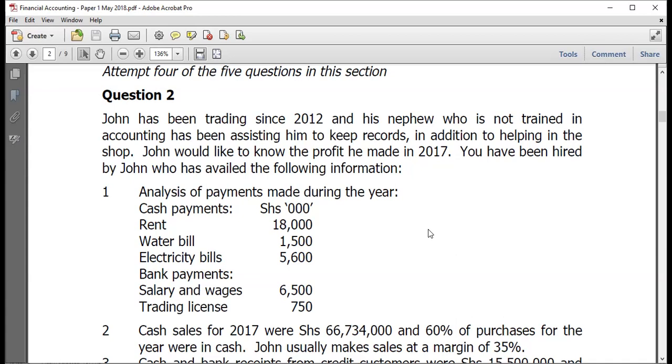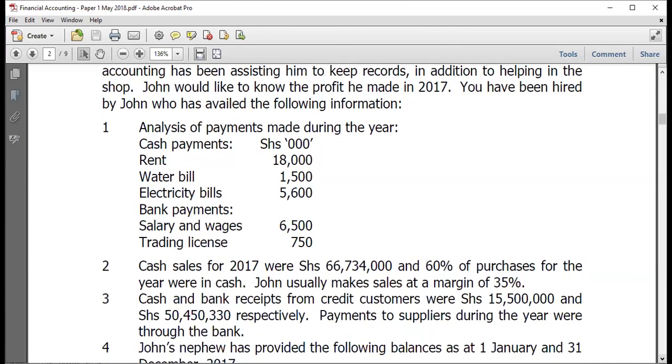So, 1, he has given us an analysis of payments made during the year 2017. We have cash payments. Under cash payments, we have rent, water bills, and electricity bills. Then we have bank payments, and under bank payments, we have salary and wages and trading license, okay? Down, we have cash sales for 2017 were 66,734,000, and they are telling us that 60% of the purchases were in cash, okay? And then John usually makes a sales margin of 35%, okay?